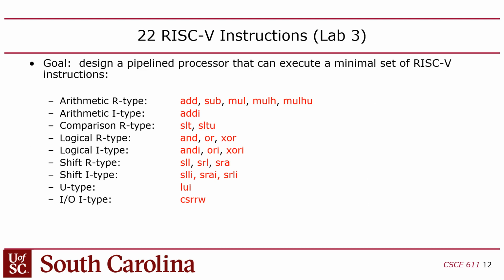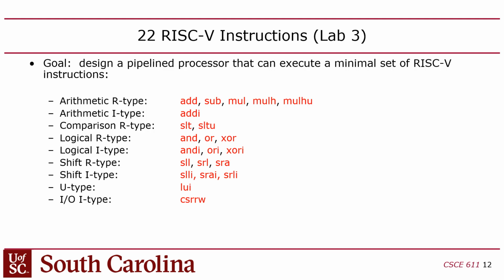Okay, so lab 3. Any questions about lab 3? Is that going pretty well? So the objective here is to design the RISC-V processor that can execute the instructions listed here. These are basically just arithmetic, logical, comparison, and the one I/O instruction. So there's no branch and jumps, and there's no loads and stores here.